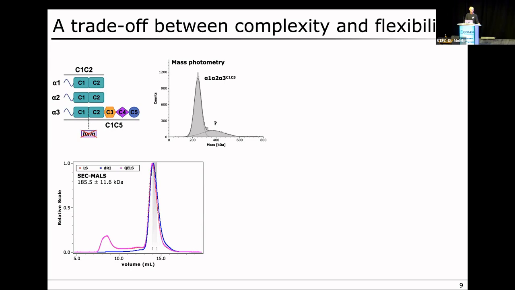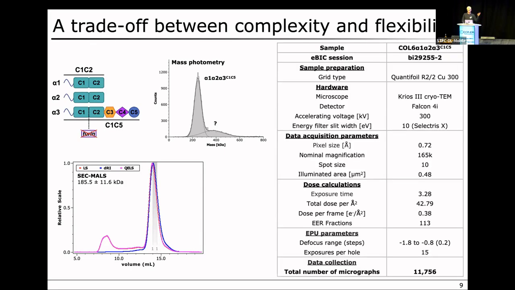And so we decided to send that sample for data collection at EBIC. And this is just some of the parameters we used. So we're lucky enough to collect on the Krios 3 with the Falcon 4i and the energy filter. And over about a 24-hour session, we ended up with like 11,500 images, which I think just shows how fast data acquisition has come, especially with the new sensors.